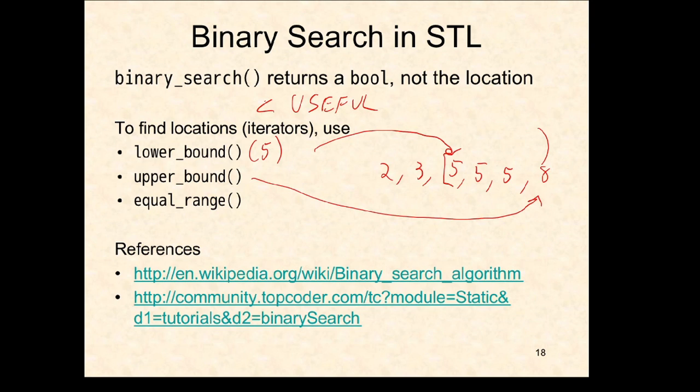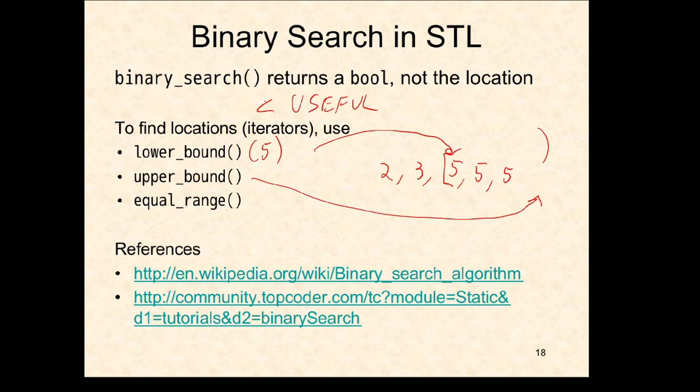This also works if there wasn't an 8 in there. If there was nothing else, it would say this at the end of the container is the last place that 5 could possibly be. And again, we have an inclusive, exclusive range.